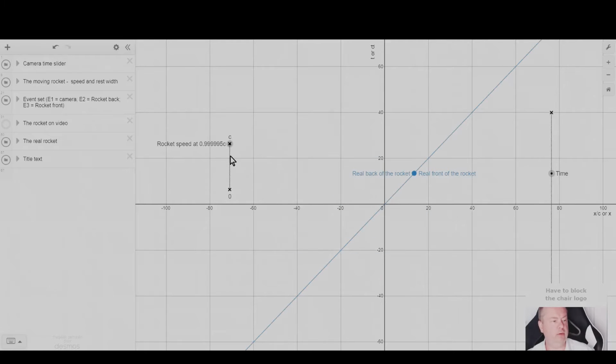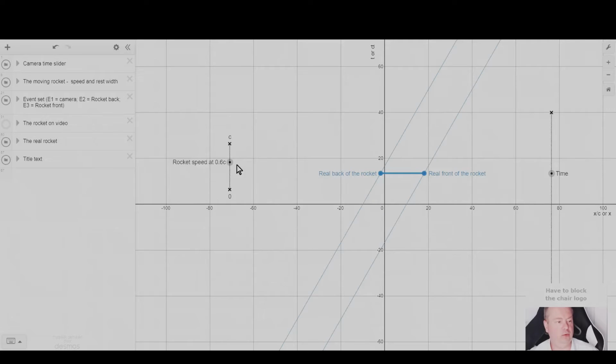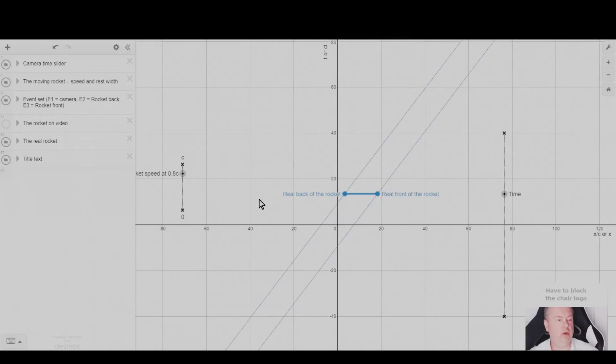I maximized not to go at 1c, because then my formulas break down. Then we start to divide by 0 and stuff like that. So I put a limiter on this slider, but you can change that all for yourselves. But let's now go back to the 0.8. So here we have this rocket, 0.8.